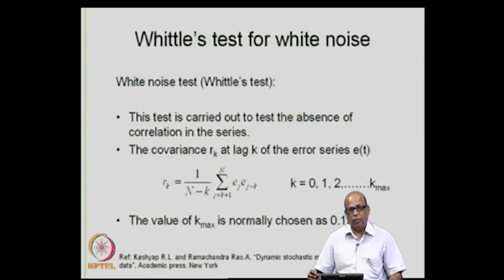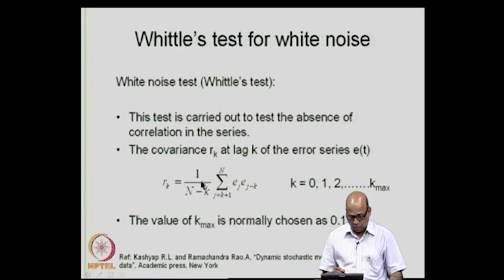Now, we will test for white noise, that is, the assumption that we made that the residual series that we formulate is uncorrelated. For this we have Whittle's test for white noise. In Whittle's test, we formulate again the covariance matrix. Remember, we are dealing with the e_t series, that is the residual series. So, the covariance R_k at lag k of the error series e_t is calculated.